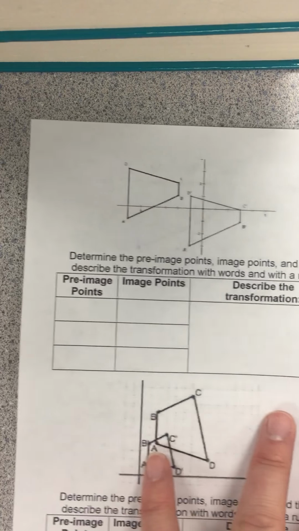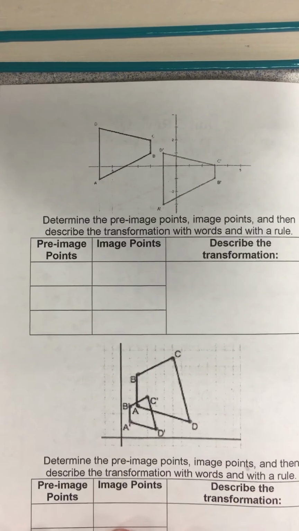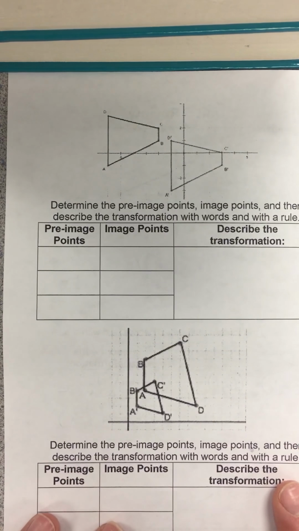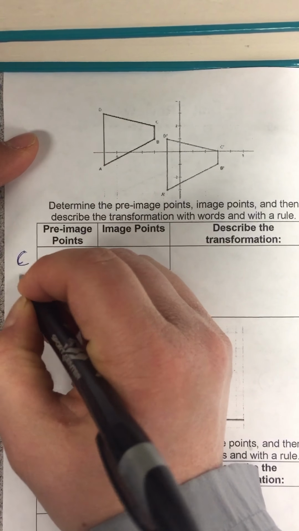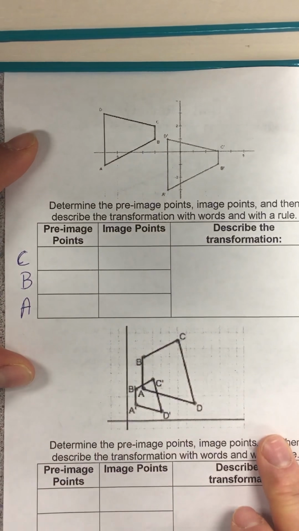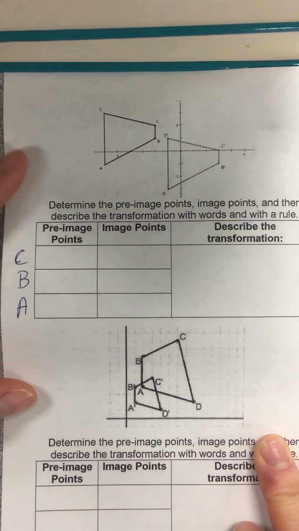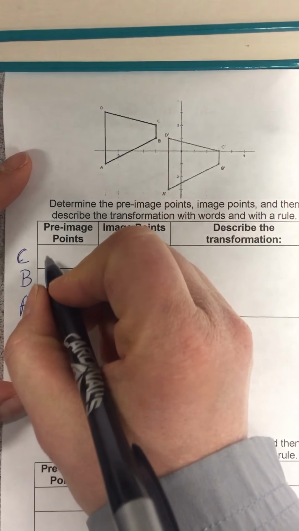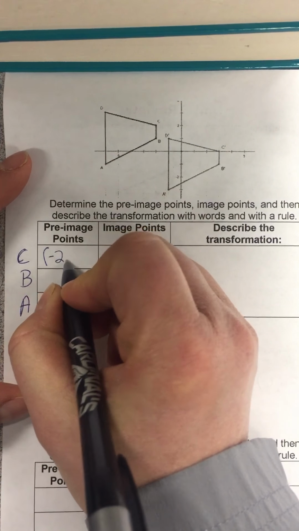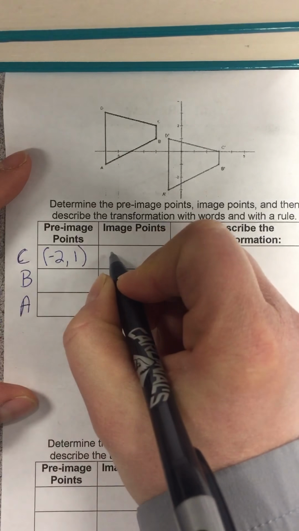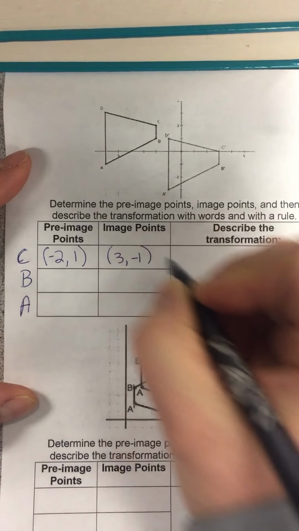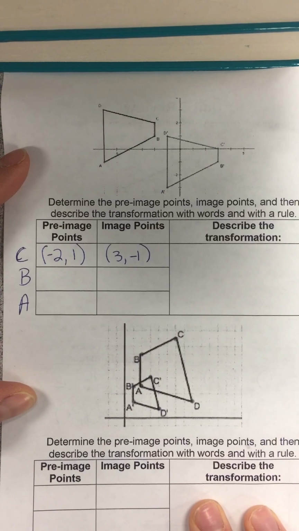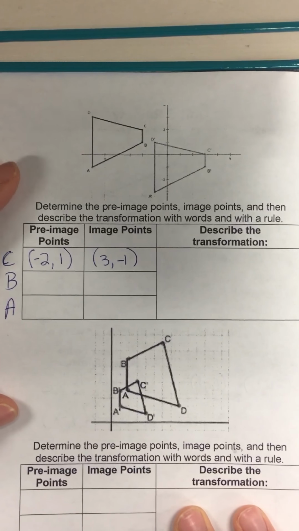On this next one, same thing. I'm going to do one of the points. You guys do the rest. We have got point C, point B, point A. Obviously, there's 4 points, but you really only have to do 3. I'll do point C. So we started at (-2, 1), and then we ended at (3, -1). You guys do point B and point A. Pause the video and then come on back.